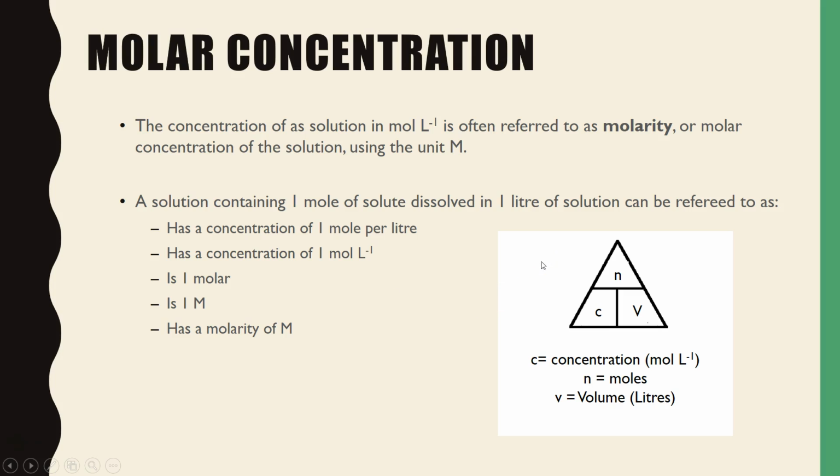Shown here in the formula triangle, you can see there are many ways of writing or recording molar concentration. We can talk about something having a concentration of 1 mole per litre. We can say it's got 1 mol L^-1, it's 1 molar, it's 1 M, or has a molarity of M. You don't have to know all of these, you just need to be able to use one of them as reporting your units for concentration.